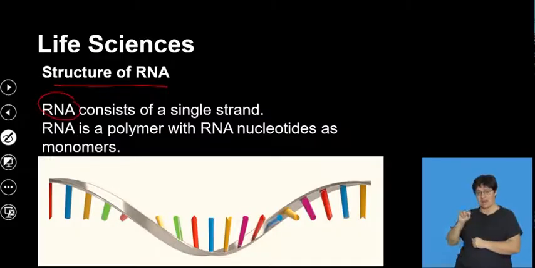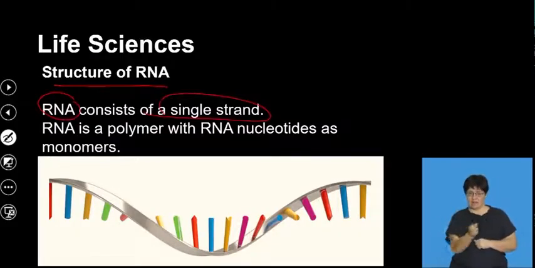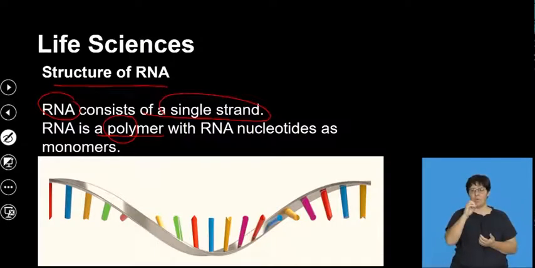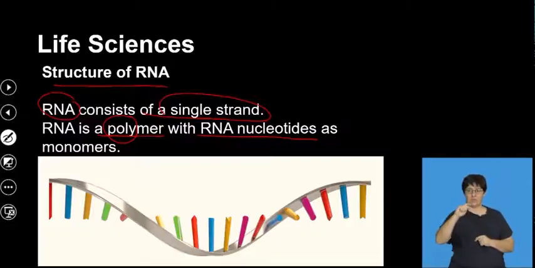RNA consists of a single-strand molecule. We refer to it as a polymer. Again, the term poly refers to many. So it's a structure that is made up of many monomers. And with these monomers, we refer to them as nucleotides. So RNA is made up of monomers called RNA nucleotides.